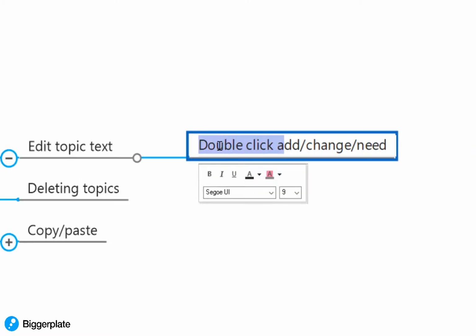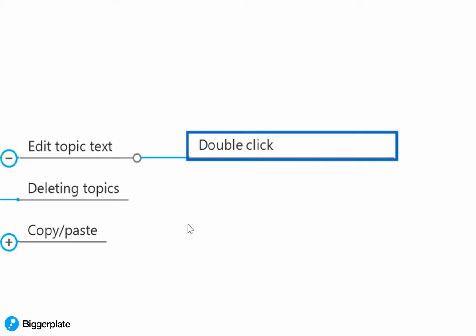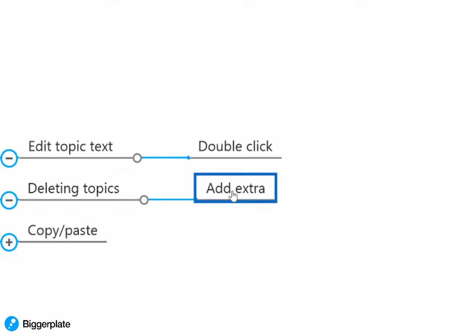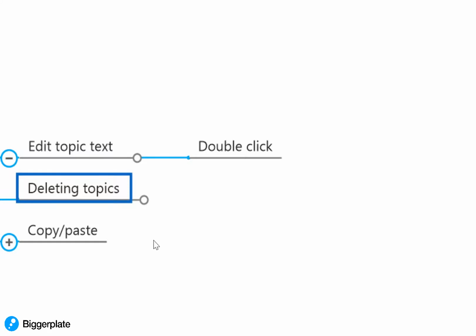And again, I've got your very typical cursor options that I can then use to format, add or change my text. If I want to delete topics from the map, so let's say I add something extra and then decide I no longer want that, all I need to do is click on that topic and hit the delete key, as you might expect, on my keyboard.